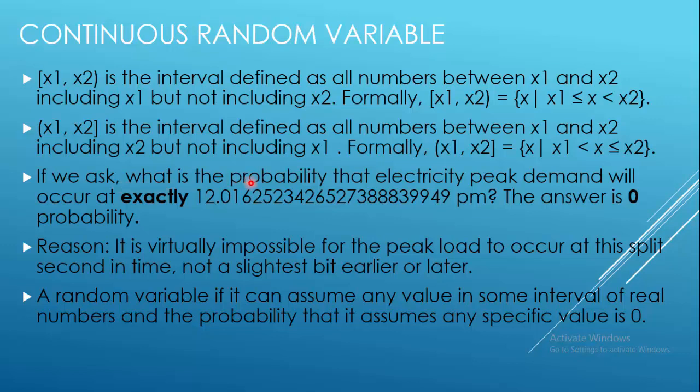So if we ask what is the probability that electricity peak demand will occur at exactly 12.01, and I'm not going to read this whole number up to here, 49 p.m. So of course here we are talking about maybe micro or nano or even much lesser degree of precision of time in seconds. So the answer is 0 probability. The reason is it is virtually impossible for the peak load to occur at this split second in time, not a slightest bit earlier or later.